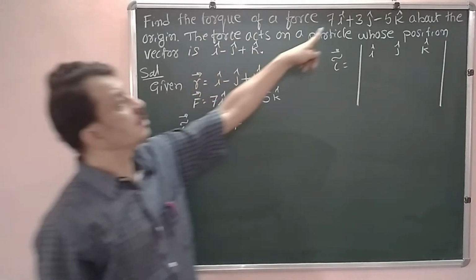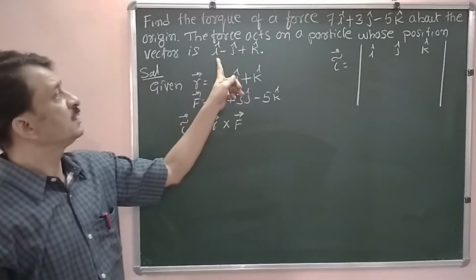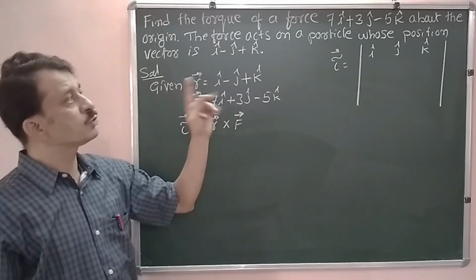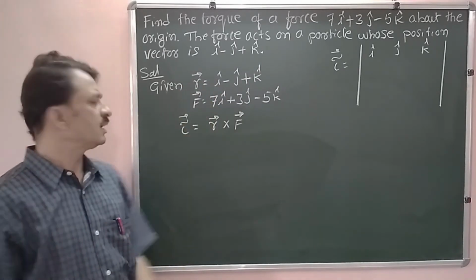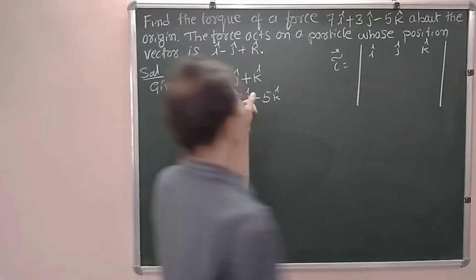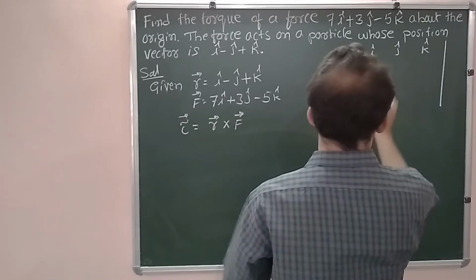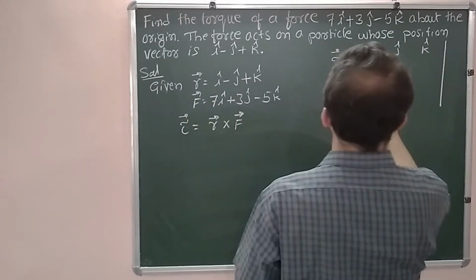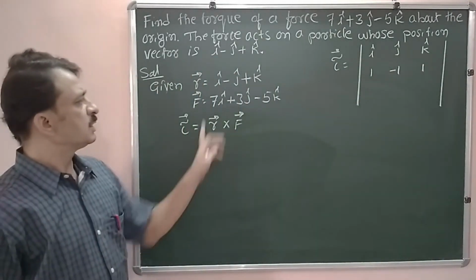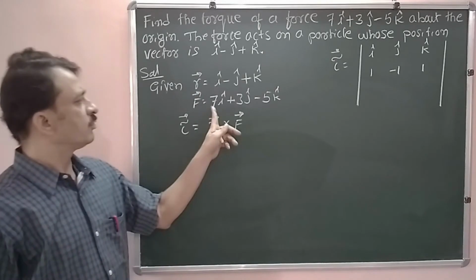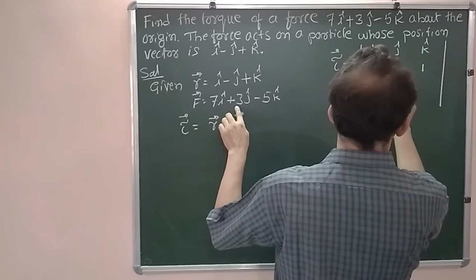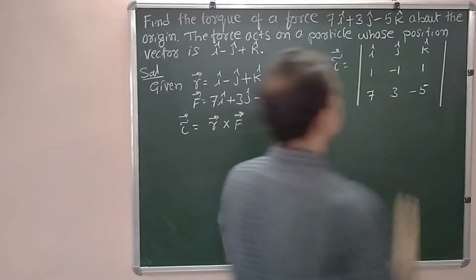But in the given data, force is given first and position vector is given second, so you may get confused. You should be clear: R should be the first vector and F should be the second vector. Therefore, I have to take the coefficients of the vector R: 1, -1 and 1. Similarly, we have to write the coefficients of the force vector, that is 7, 3 and -5.